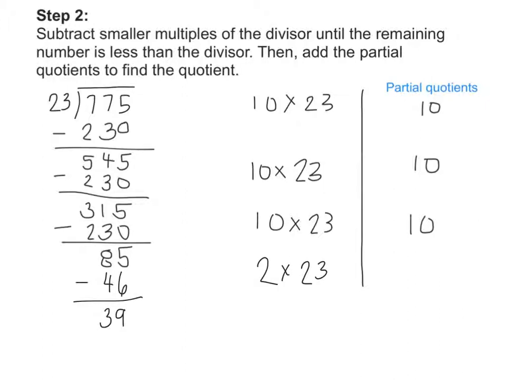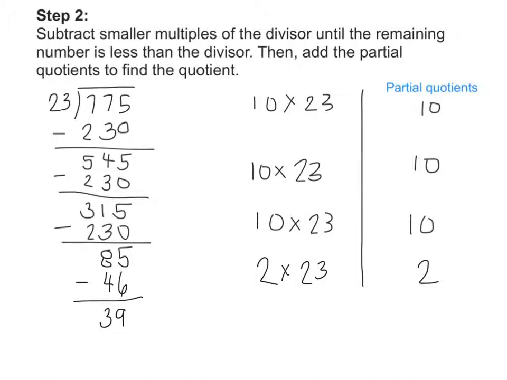Okay. So then what's our partial quotient? If I want to keep my list, I did 10 groups of 23, then 10 groups of 23, then 10 groups of 23. How many groups of 23 did I have this time? Thomas? 2. So what number should I record over here? 2. Okay, let's take a look.